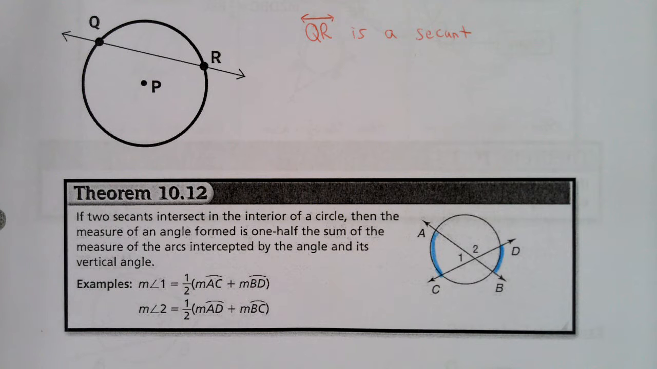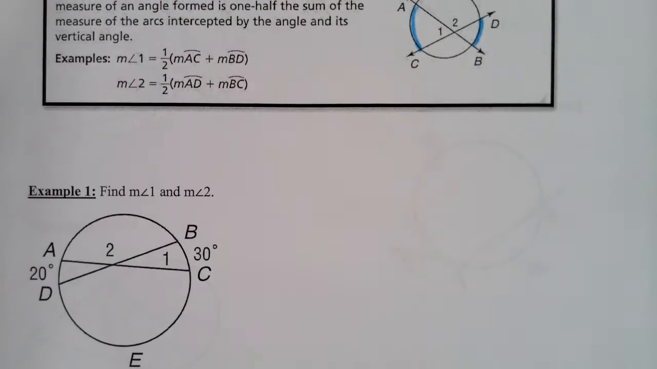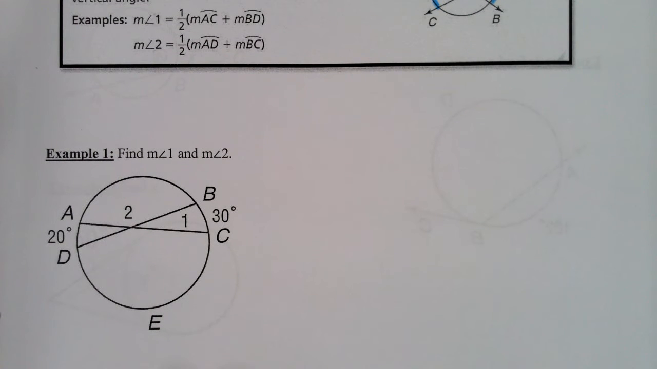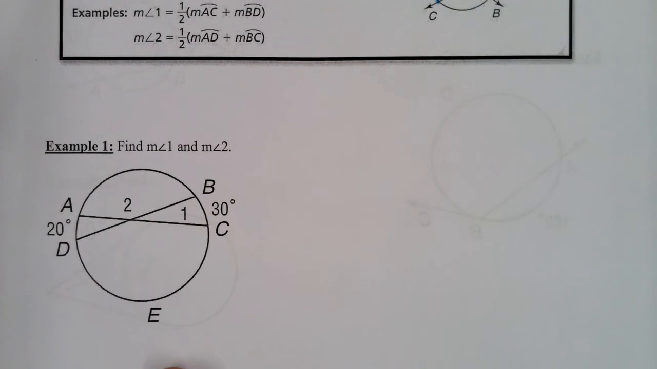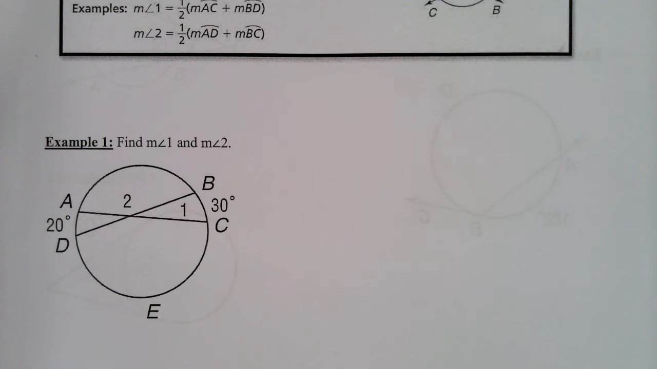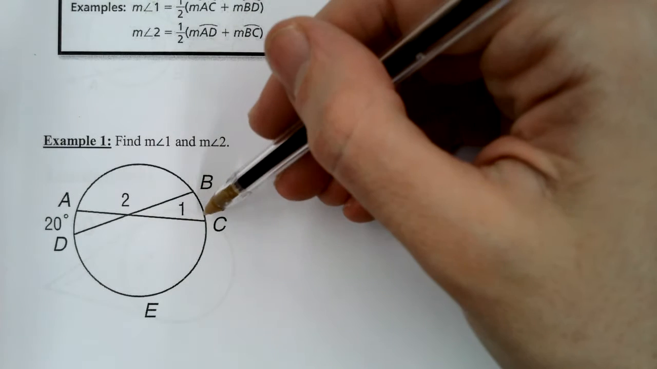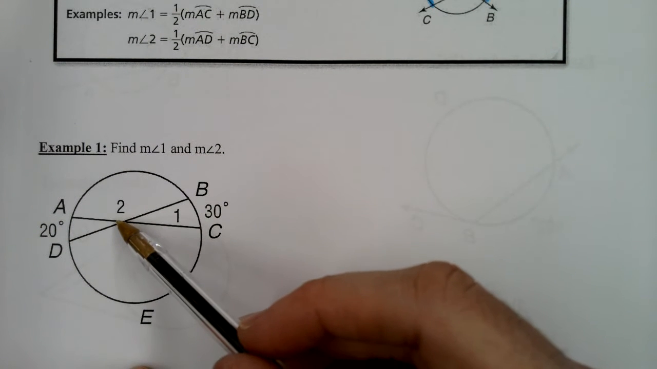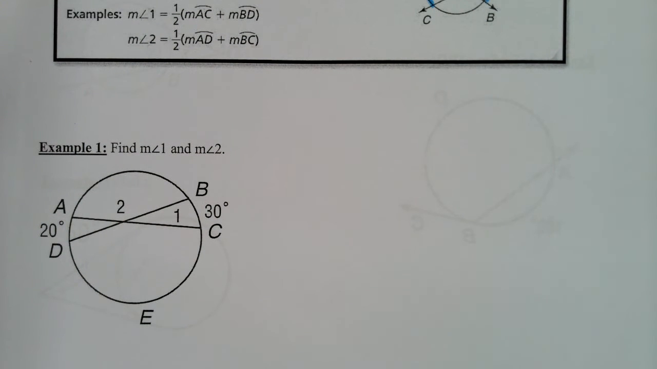So let's try example 1. Find the measure of angle 1 and the measure of angle 2. Now, you may be tempted to say that the measure of angle 1 equals 30 degrees, but that's not correct because angle 1 is not a central angle. If angle 1 was a central angle, then you could say that it equals this intercepted arc, which is 30, but it's not a central angle. You can see it's not in the center of the circle. So here's what we're going to do.